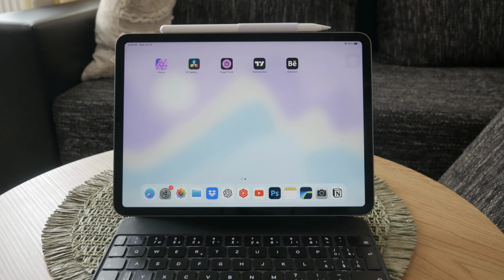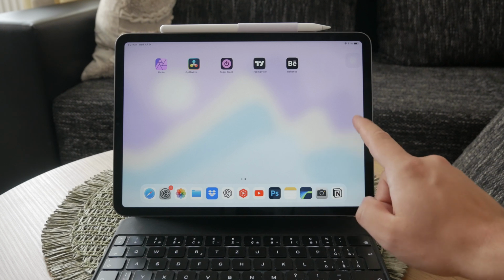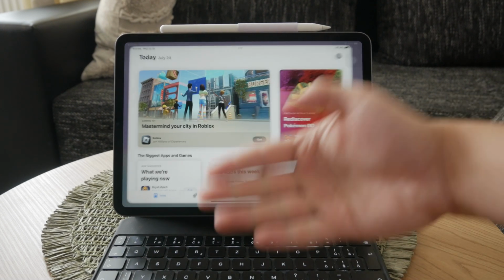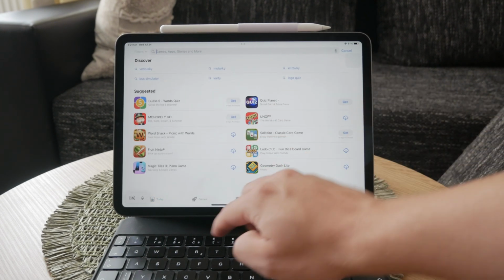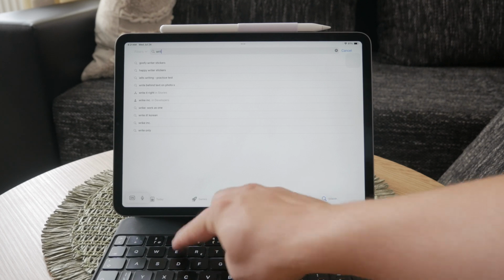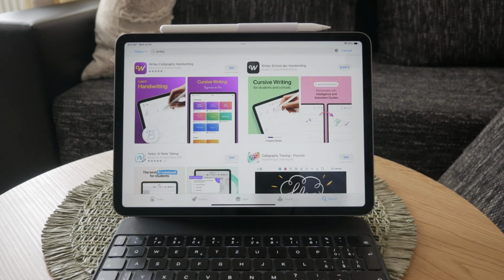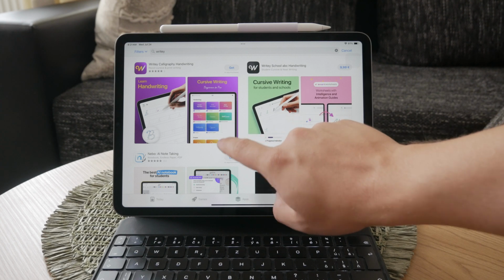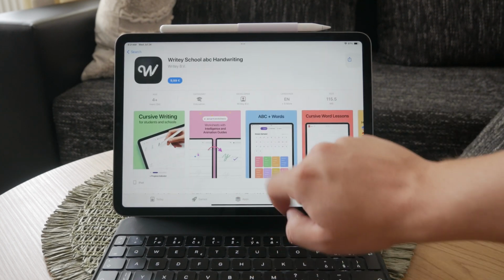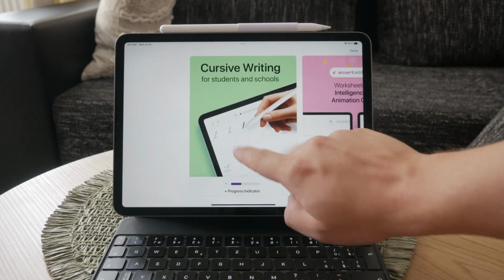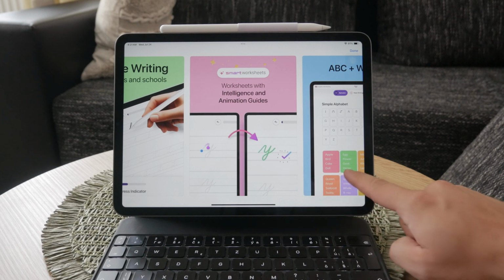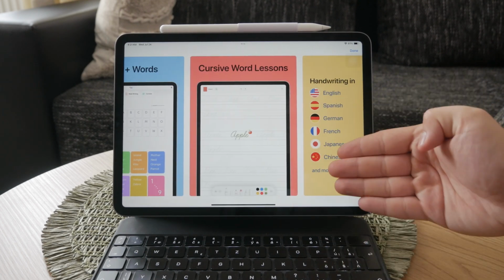Now let's talk about improving your handwriting through practice. One of the best ways to do this is by downloading apps specifically designed to help you practice handwriting. These apps offer various exercises that guide you through tracing cursive letters and other shapes. By consistently practicing these exercises, you can develop muscle memory and improve your handwriting over time.